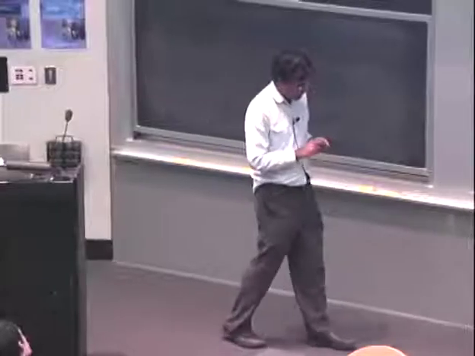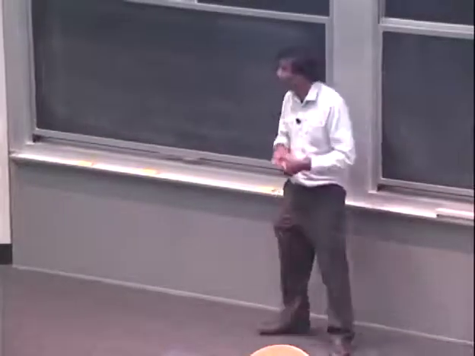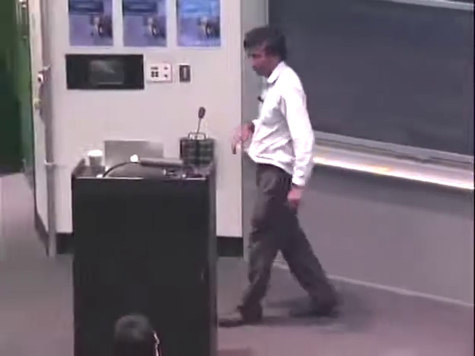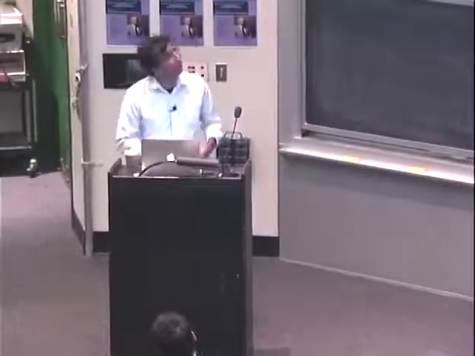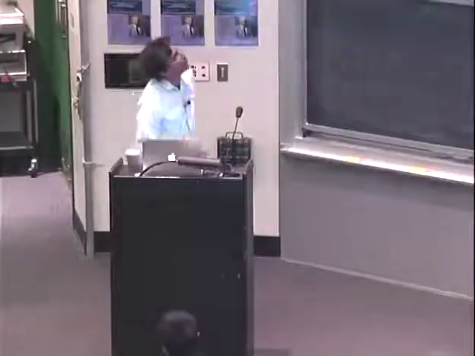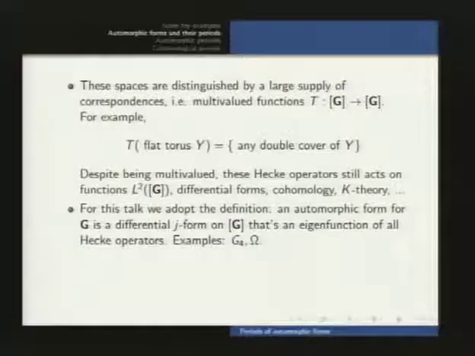So you have these commuting operators on those, and it's tempting, at least, to diagonalize them. So all right, here's my crude definition of an automorphic form. Okay, and it's sort of pretty close to the truth.